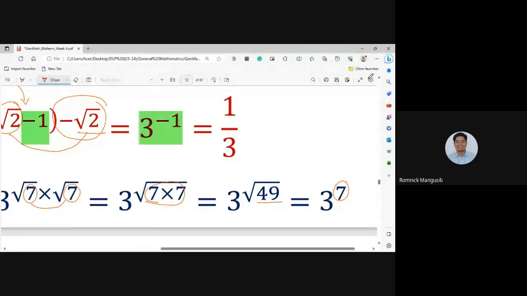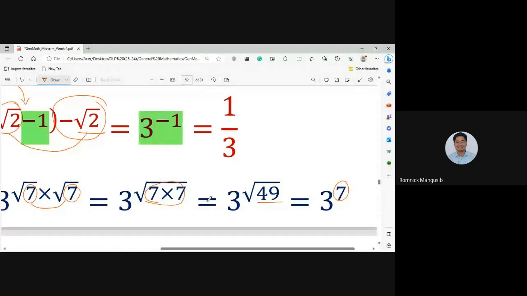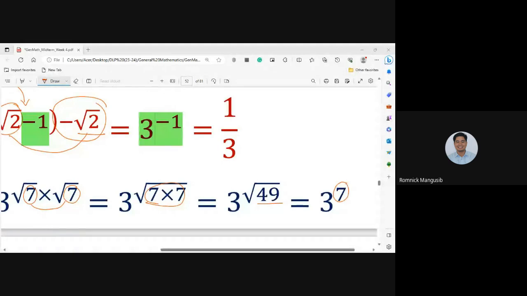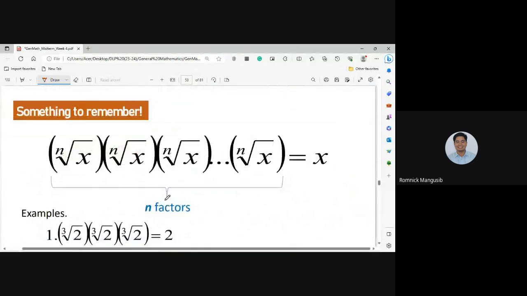Nakikita nyo na most of the answers here, class, ay hindi siya naka-simplify. No? Just like 3 raised to 7. Pinapakita lang sa inyo na ganun ang mangyayari. That will become 3 raised to 7. Okay? Meron pa ba? Ito.